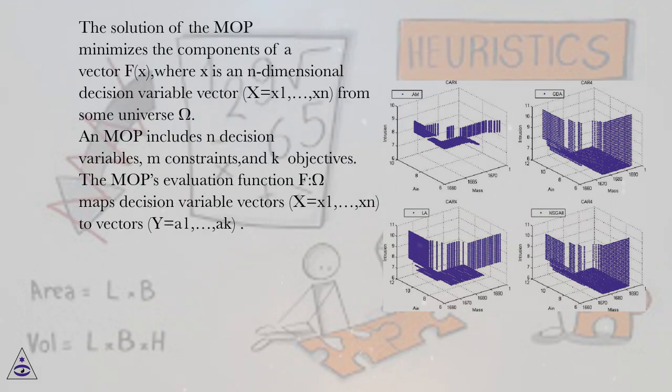The solution of the MOP minimizes the components of a vector f(x), where x is an n-dimensional decision variable vector, x = (x1, ..., xn), from some universe Ω. An MOP includes n decision variables, m constraints, and k objectives. The MOP's evaluation function f: Ω maps decision variable vectors, x = (x1, ..., xn), to vectors, y = (a1, ..., ak).